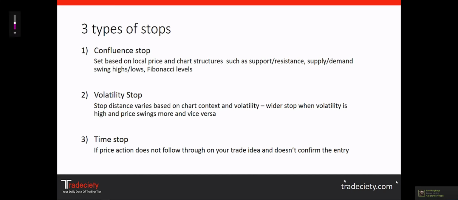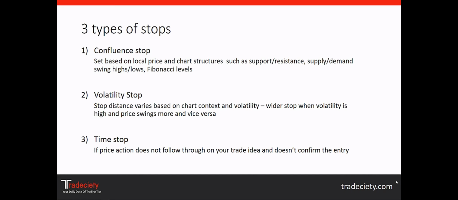The confluence stop uses local price and chart structures such as support and resistance levels, supply and demand, swing lows and swing highs, and Fibonacci levels. That is how most people place their stop loss. They look for important levels on their charts and then set the stop loss on the other side of such a level, and that is a good starting point.